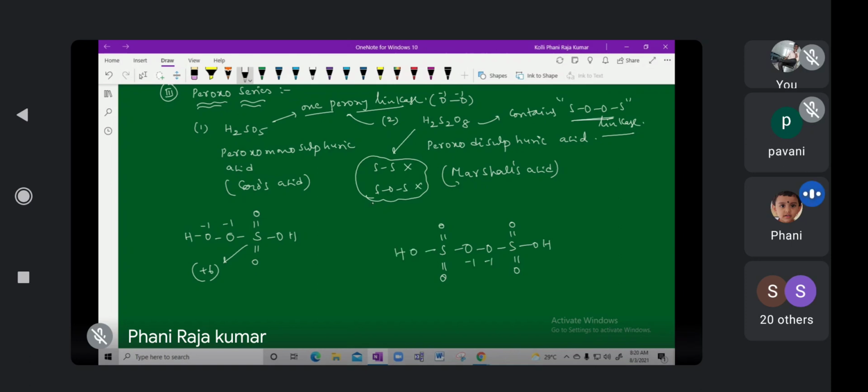-1 peroxy linkage, plus 6 here, here also plus 6. In this compound also, all sulfurs undergo sp3 hybridization and no pyramidal geometry. Only tetrahedral structure we have. In peroxo series, two types we have: peroxo monosulfuric acid and peroxo disulfuric acid.